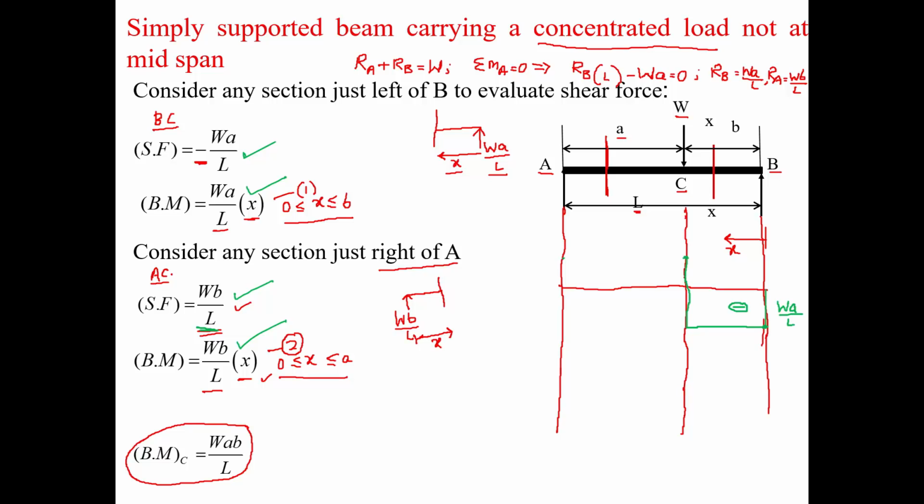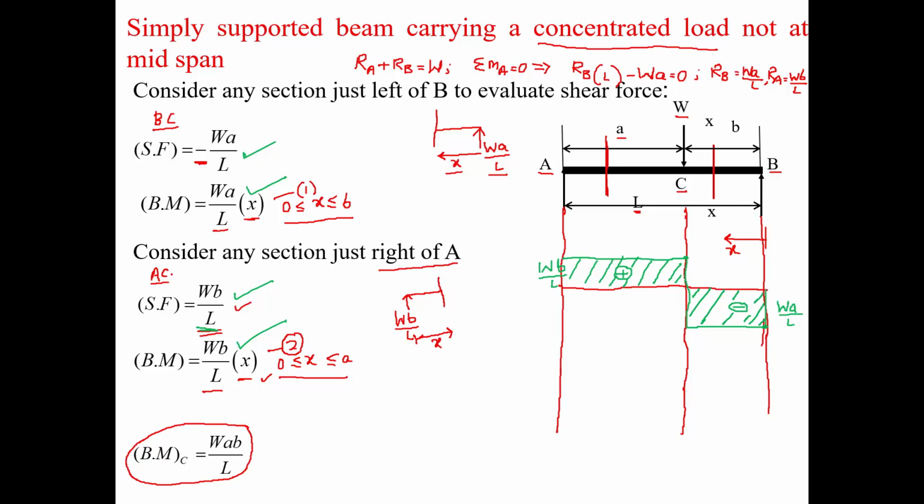And in between A and C, this remains constant. So this zone is a positive zone, and this magnitude will come out to be WB by L. So this will be my shear force diagram. Note that from geometry it is very clear that a is greater than b. Therefore I have clearly shown that WA by L is greater than WB by L.